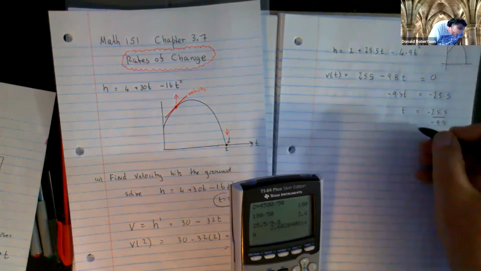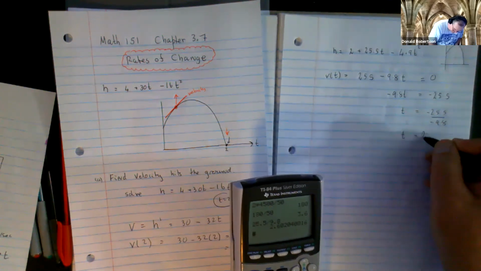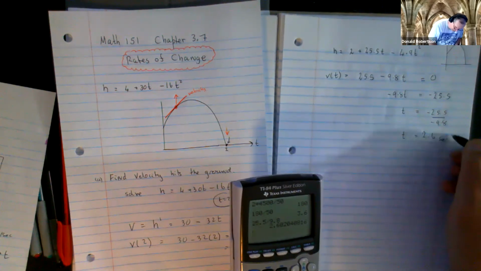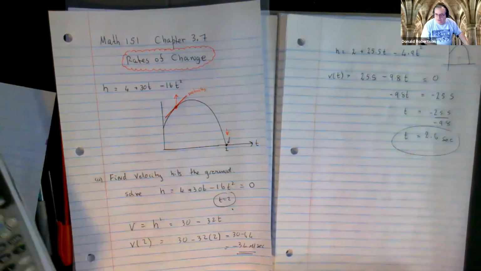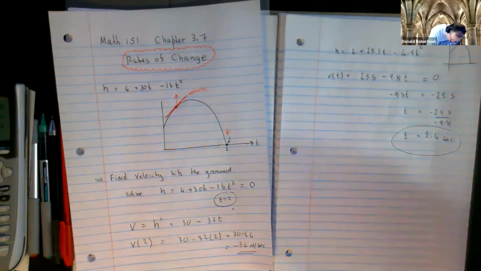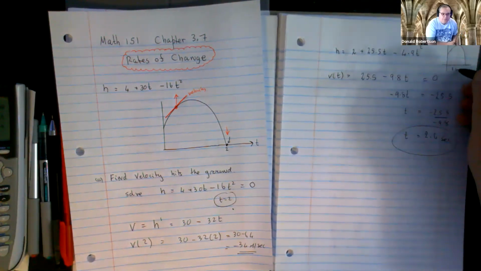And we'll assume that you want the answer to 1 decimal place. So it would be just over 2.5 seconds. So that would be about there.